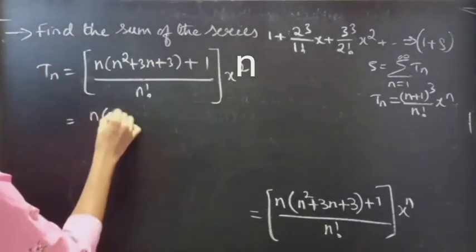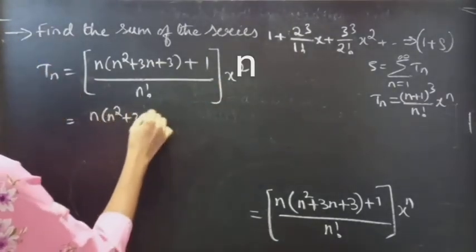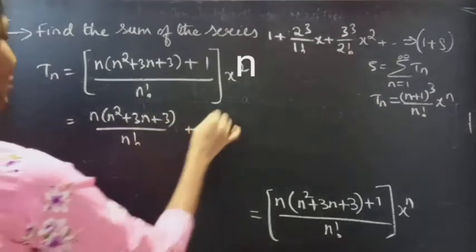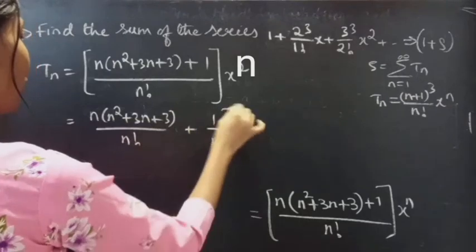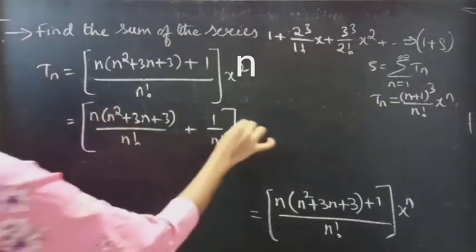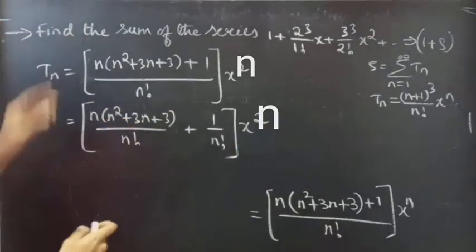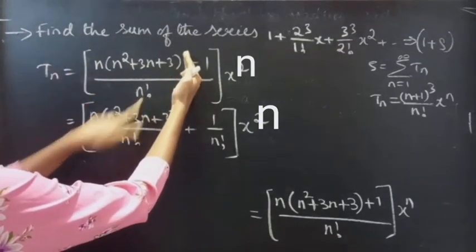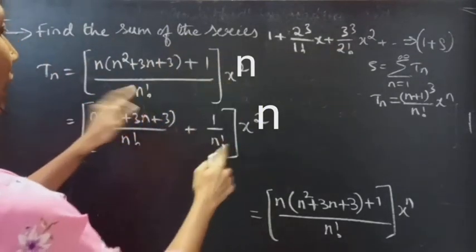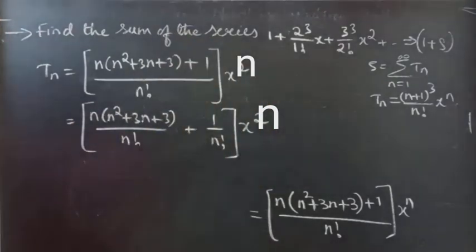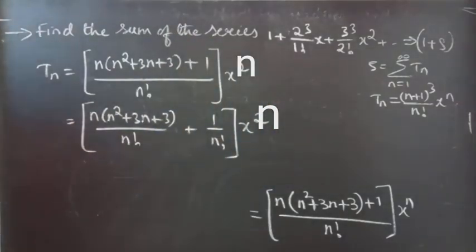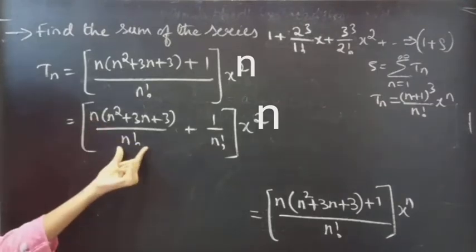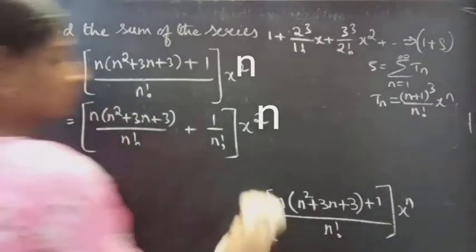n into (n square plus 3n plus 3) by n factorial plus 1 by n factorial, into x square. Okay, n into (n square plus 3n plus 3) by n factorial plus 1 by n factorial into x square. In order to cancel this n, we'll change this n factorial.